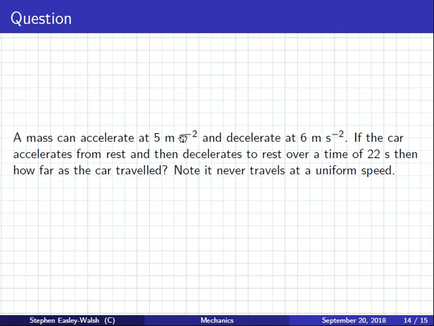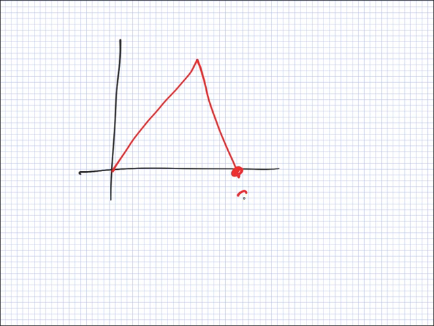Okay, so I want you to try this one. See if you can give me the distance. Car travel meaning length. Distance is the whole journey. From rest, so it means here this is 22 and that's 0.